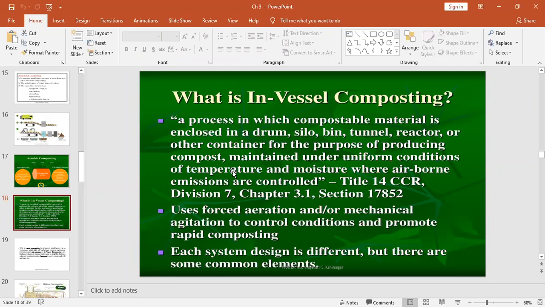Each method has its own advantages and disadvantages, and we have to look out for that. As per the situations and conditions available, we can accept any type of composting method. So what is the biggest advantage of the vessel composting method? It is mentioned over here.